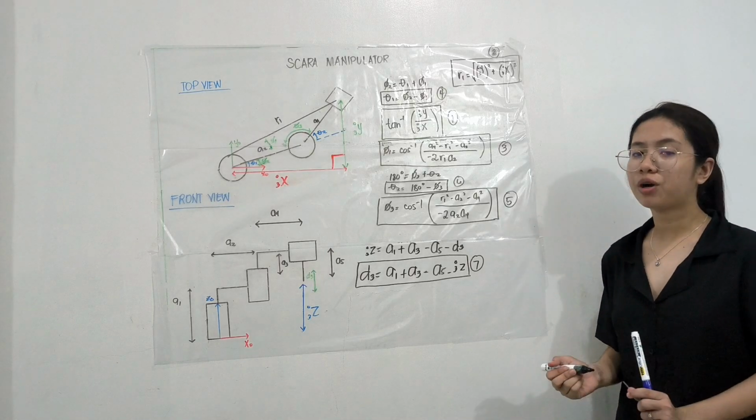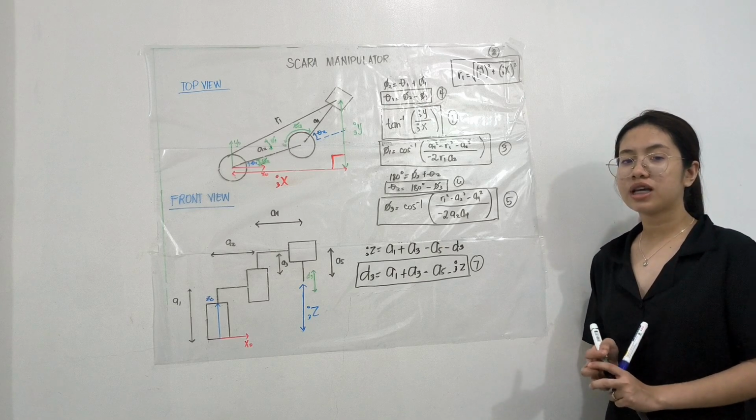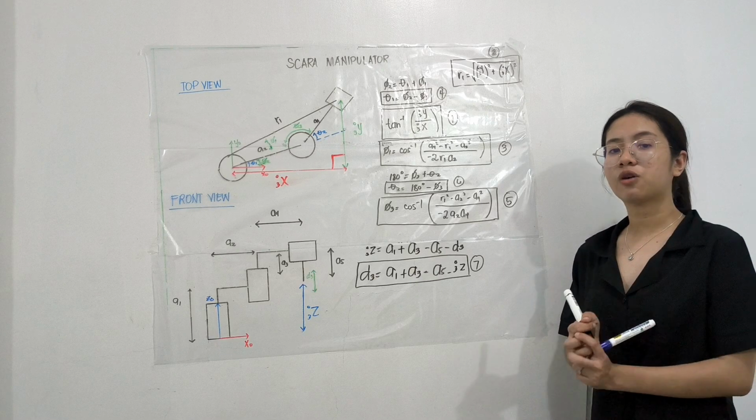Now, we have the formulas to solve for the inverse kinematics of the Scara manipulator using graphical methods. We have a total of 7 equations.